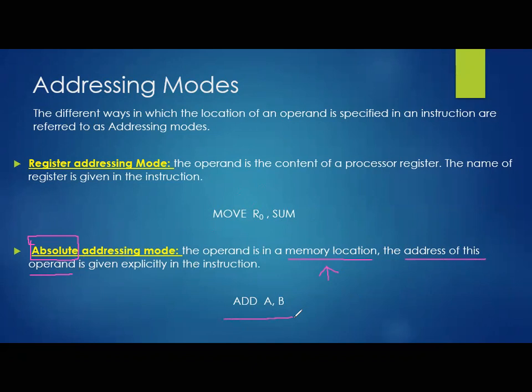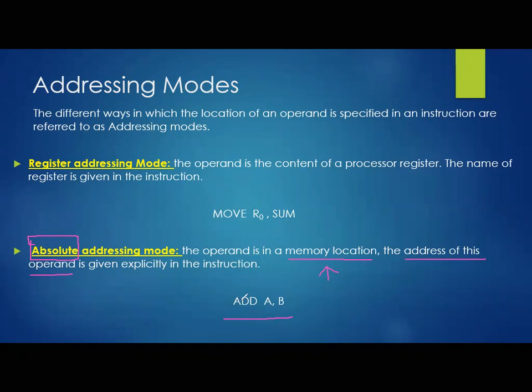We want the value 4. Where is it residing? According to my example, it is residing in a location called 100. Direct 100 will be specified in your instruction. If that is the case, we are going to call it absolute addressing mode, or else direct addressing mode.